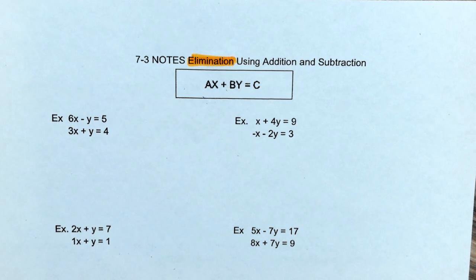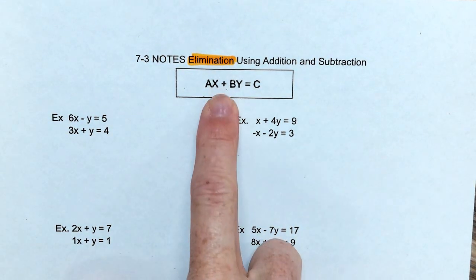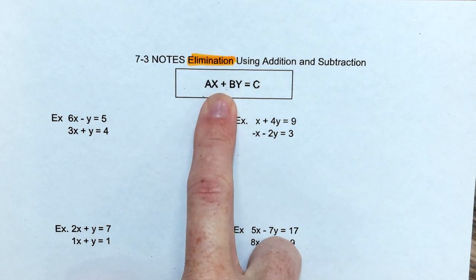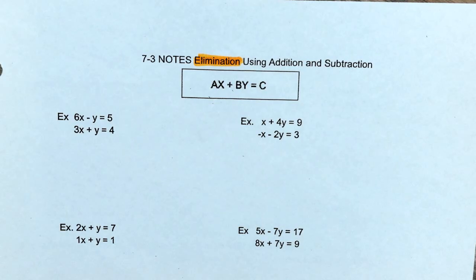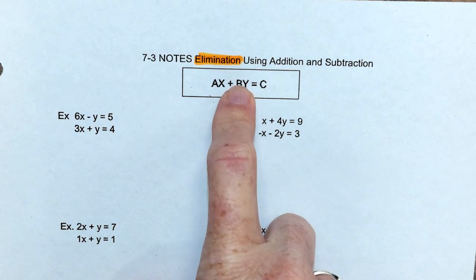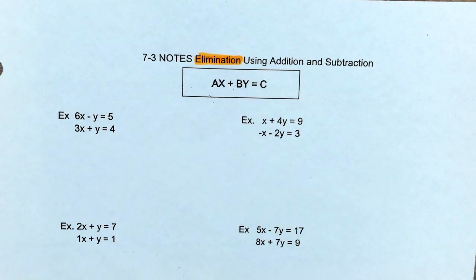First of all, both equations have to be in standard form. What is standard form? ax plus by equals c. Meaning, the x and the y both have to be on the left side of the equal sign. The x term needs to be first, the y term needs to be second, and then the number by itself, the constant, needs to be to the other side of the equal sign. Yes? If they're not in standard form, you need to rearrange them to standard form.